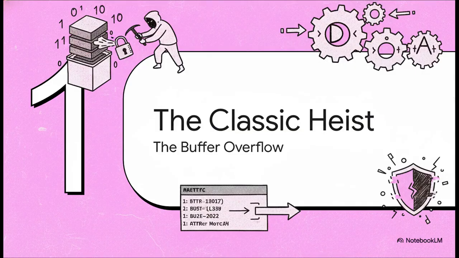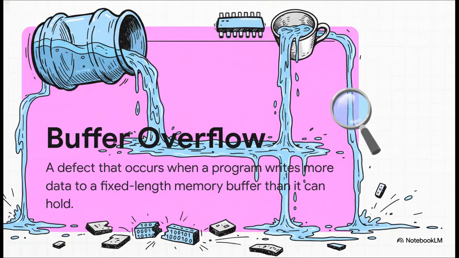All right, let's dive right in with what you could call the original sin of software security. It's a classic heist, and it's known as the buffer overflow. Seriously, if you can wrap your head around this one vulnerability, you'll understand the entire arms race that follows. So what is it really? Well, in a computer's memory, a buffer is just a little temporary storage spot, kind of like a box that's built to hold a specific amount of stuff.